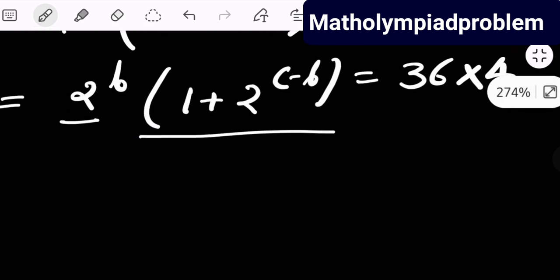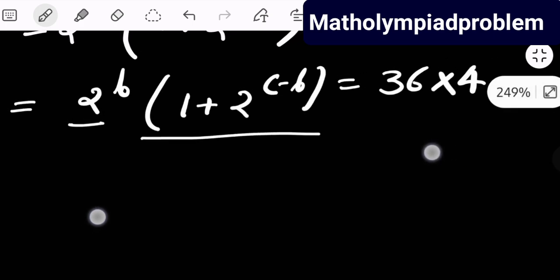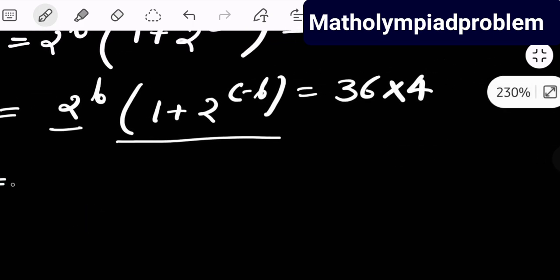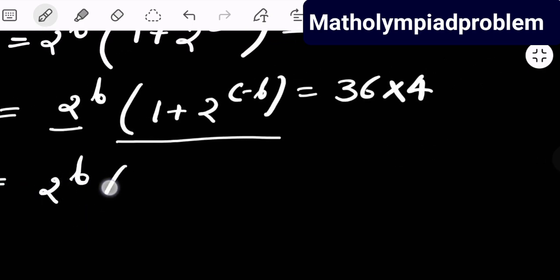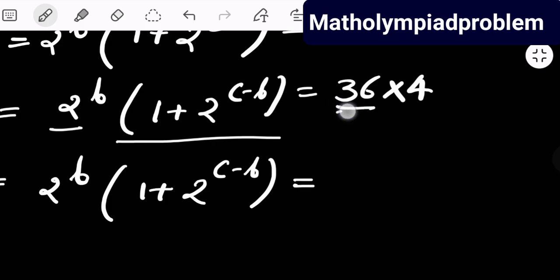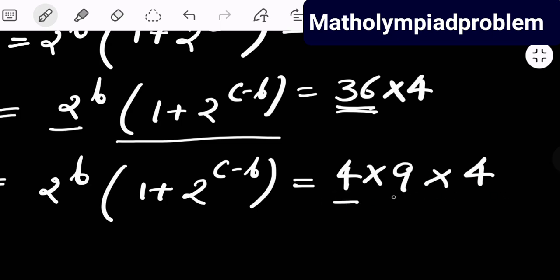So one very important step is here. 2 raised to b as it is, 1 plus 2 raised to c minus b. Okay. This 36 can be written as 4 multiplied by 9. Why? Because I need to find out the odd number and even number in the factor. So 9 is odd. These two 4 is even. 4 multiplied by 4 can be written as 4 square, and 9 will be here.